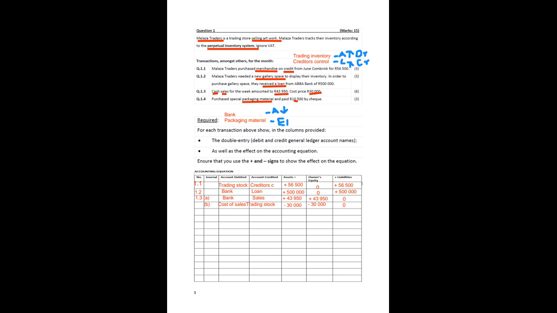Any question about that? So why is the bank going down? Because you are paying. When you pay, what happens to your bank account? Because you take money from the bank to go and pay for the packaging material. Does that make sense? Yes, sir. So what about the rules here? Under which side do assets decrease? Be careful, decrease, not increase.